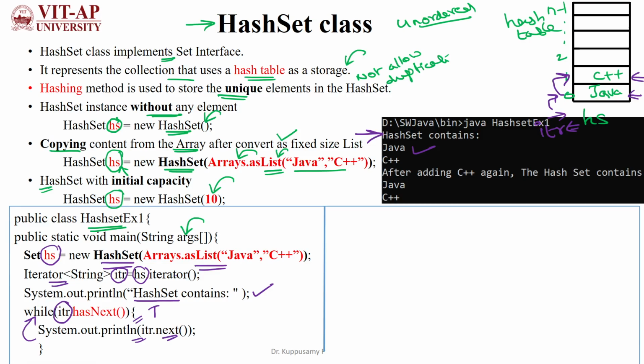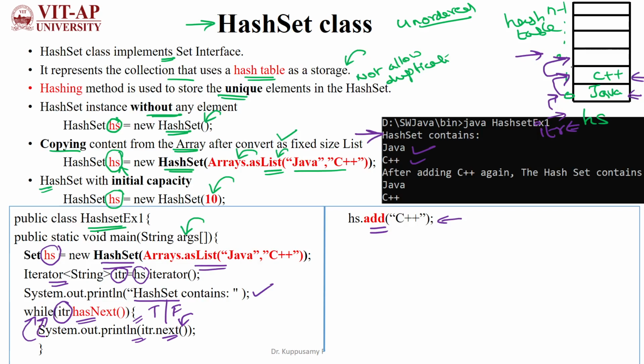Then after that, it moves to the next position. The next position has no element. Then again, going back to the while condition, itr.hasNext finds no value here, so it returns false. Then it will come out of the while loop. Now after that, I am adding one more C++ to this HS.